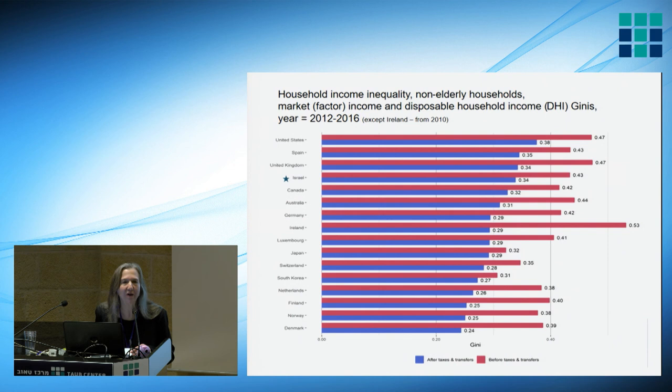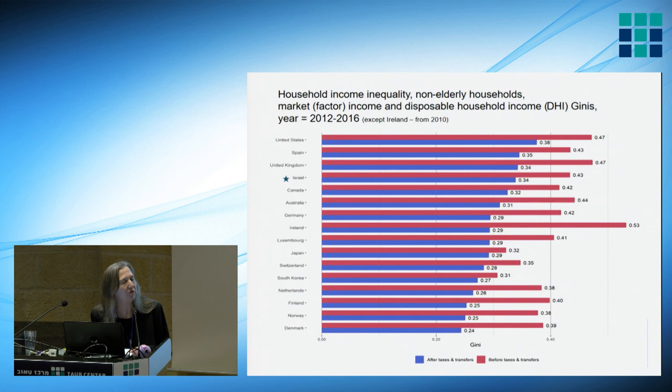So a few things jump out here. The blue, then, is at the end of the day. That's the after taxes and transfers, the level of income inequality that you generally hear about. And what do we see? A fairly well-known clustering. The more unequal countries include the Anglophone countries, the U.S., the United Kingdom, Canada, and Australia. The least unequal, based on this after taxes and transfers measure, are the Nordic countries and the Netherlands.